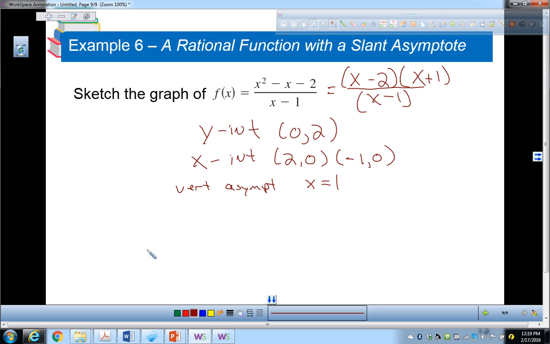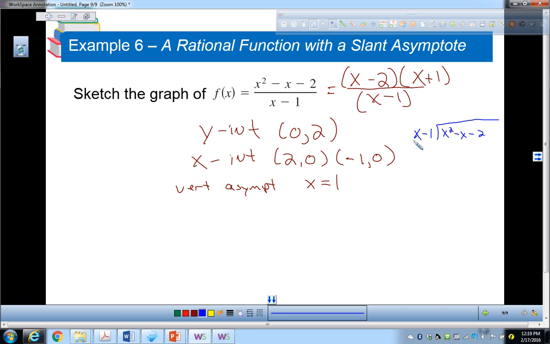Is there a horizontal asymptote? No, there's a slant asymptote. Do you understand why there's a slant asymptote? Because the top is 1 degree bigger than the bottom. So now you gotta do some math over on the side. You do a little long division problem. It's not that bad. X minus 1. And again, you only have to do 2 steps. You do x squared minus x minus 2.